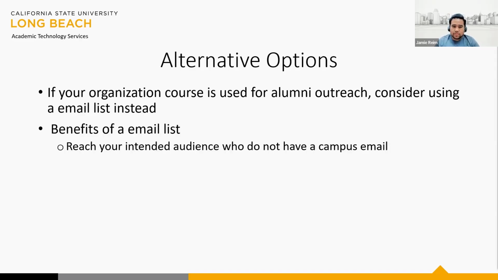Some of the benefits of using an emailing list are that it would allow you to actually reach your alumni who no longer have access to their CHLB emails. Instead, you can contact them and send the information to their non-campus emails, such as professional or personal emails, thus allowing them to actually receive the valuable information from your organization.